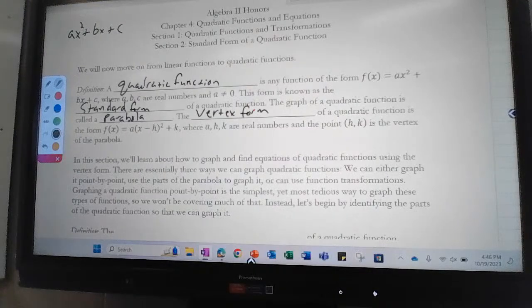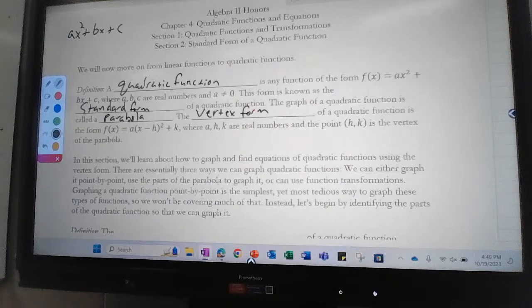So in this particular section, we're going to graph and find equations of quadratic functions in vertex form and standard form. There are essentially 3 ways we can graph quadratic functions. We can either graph it point by point, which is very tedious and I'm not going to really have time to get into. We can use the parts of the parabola to graph it, or we can use function transformations.